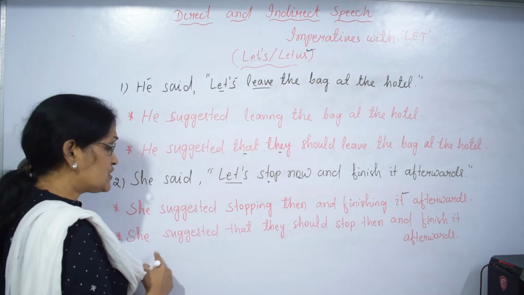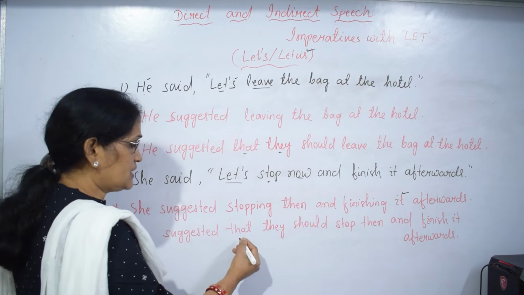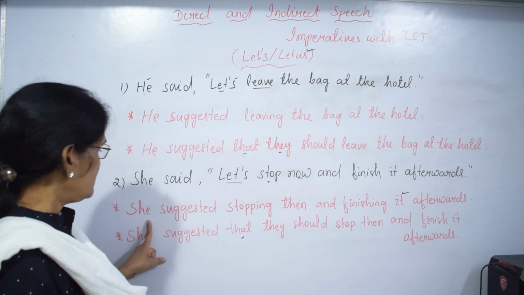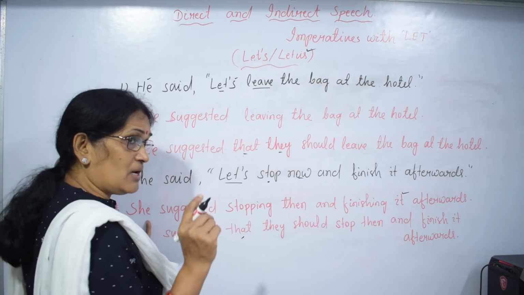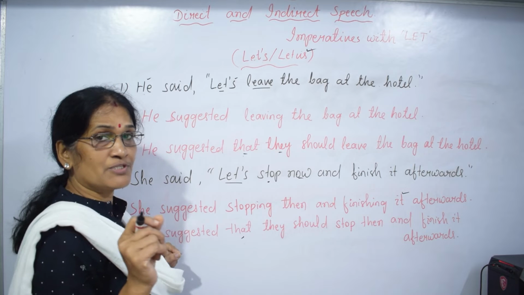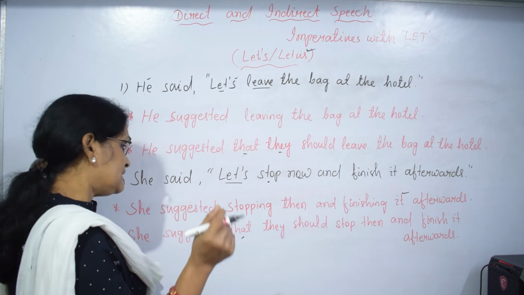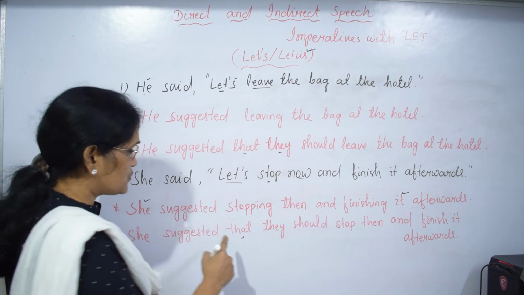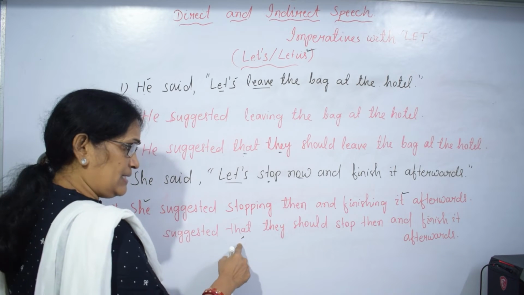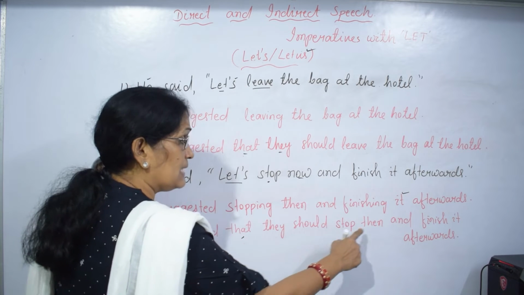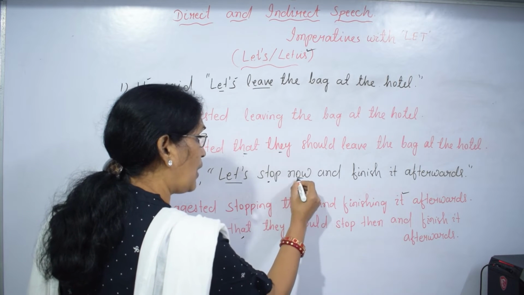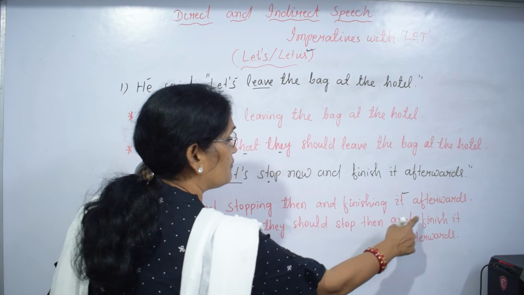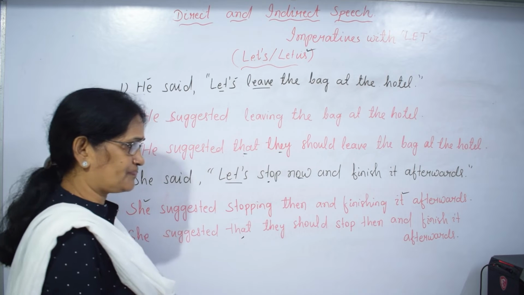In another way, she suggested that. Conjunction came here. She, let's means what? Us is first person plural pronoun. That will be changed as per speaker, she. It's a plural form, they. So, she suggested that they should stop then. You remember, now will be then, and finish it afterwards.